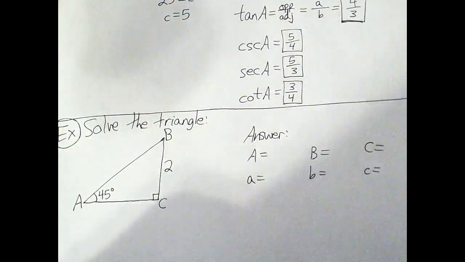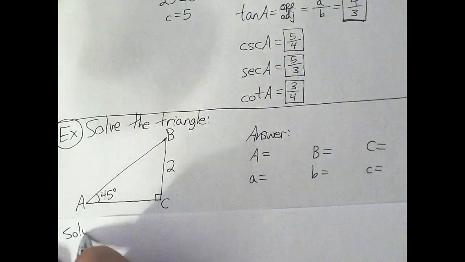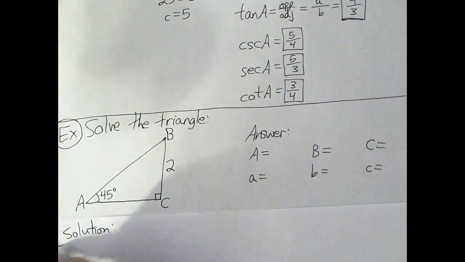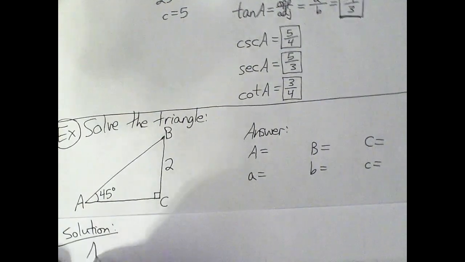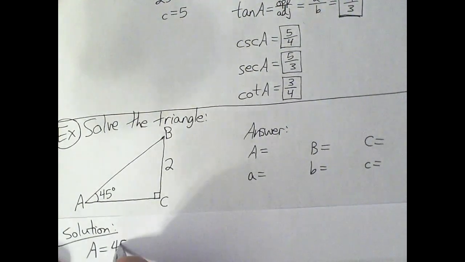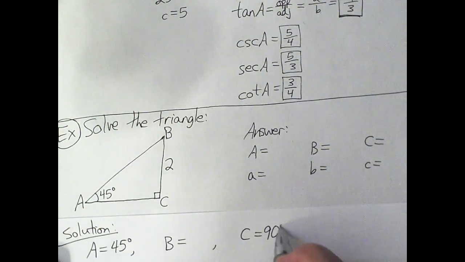All right, I'm going to do a fresh sheet of paper. I think that we could find some of these pieces really quickly. Some of them are actually given to us, right? So angle A is given to us as 45 degrees. Angle B, I'm going to leave that blank for just a second, but angle C is given to us as 90 degrees.